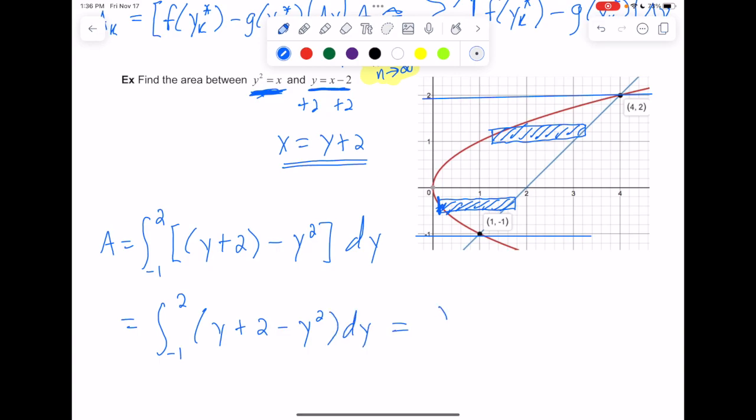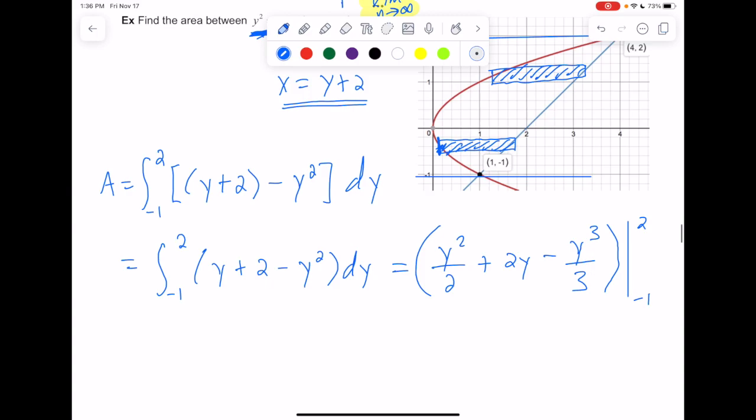Do antiderivatives, so y squared over 2 plus 2y minus y cubed over 3, and evaluate that from -1 to 2. And if this all works, we're going to get the same answer as we did on the other page, which I believe was 9/2. So let's switch over to the calculator and give this a try.